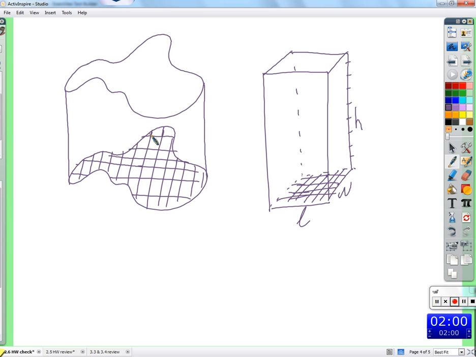And if it's a height of a half, right, then a half of a square multiplied by a height of a half will be a quarter of a cube.